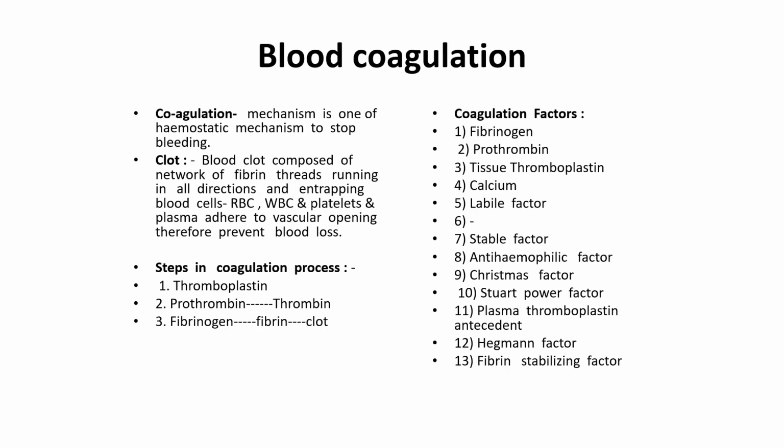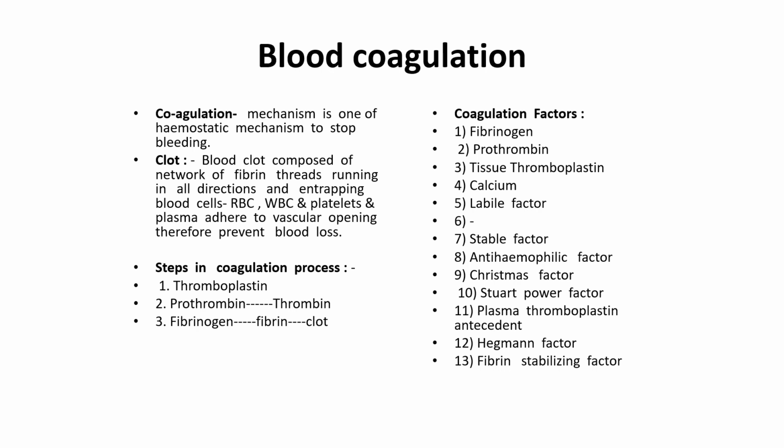Now we will see blood coagulation. So it is the mechanism of hemostasis. Hem means blood and stasis means stop, to stop bleeding. A clot is composed of a network of fibrin threads and all the blood cells like RBC, WBC and platelets. So it prevents the blood loss. The few steps in coagulation: after the blood vessel injury, thromboplastin is released, which converts prothrombin into thrombin, then thrombin converts fibrinogen into fibrin, and then finally many fibrin threads and all the blood cells come together and form the clot.